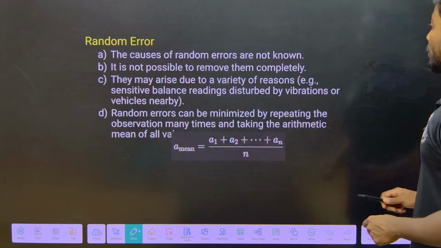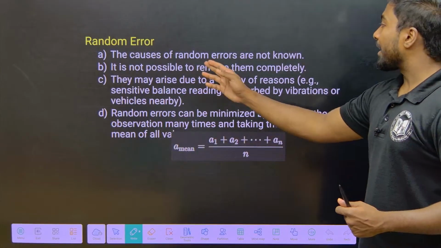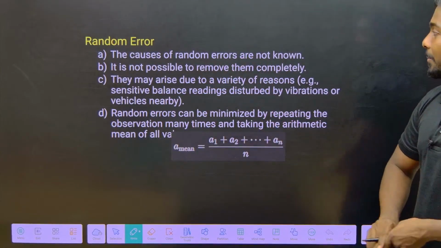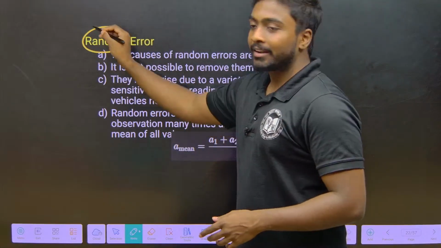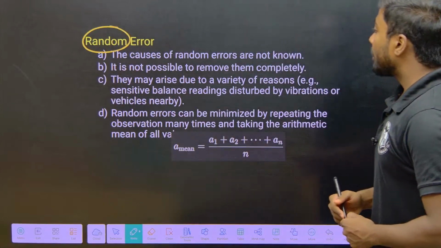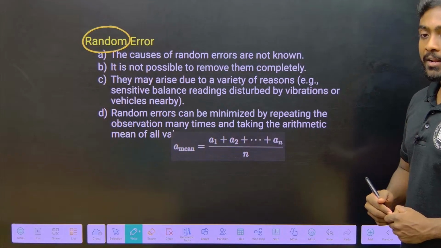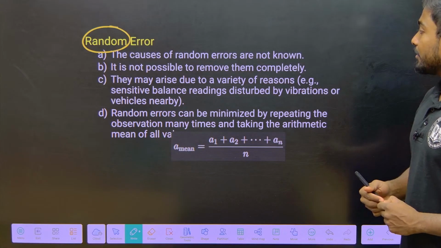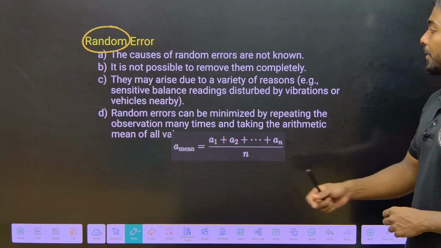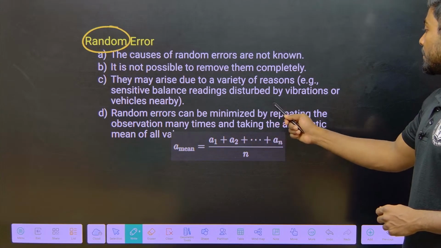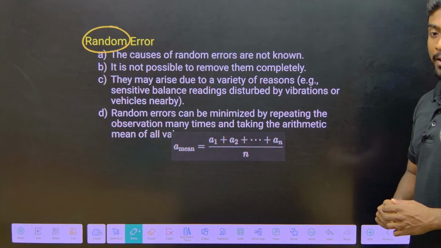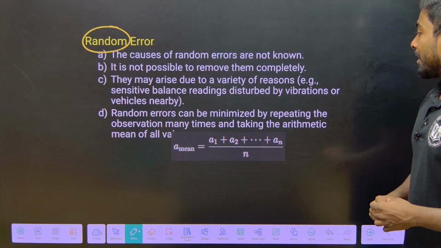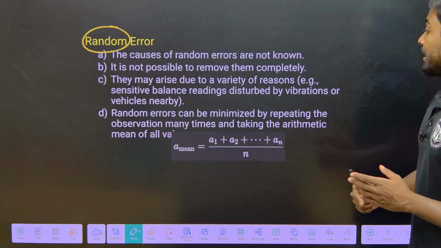Next one is random error. The causes of random error are not known to us. That's the meaning of random, it's occurring randomly. It is not possible to remove them completely. They may arise due to a variety of reasons. Example, a sensitive balance reading disturbed by the vibration of a vehicle nearby. Random error can be minimized by repeating the observation.